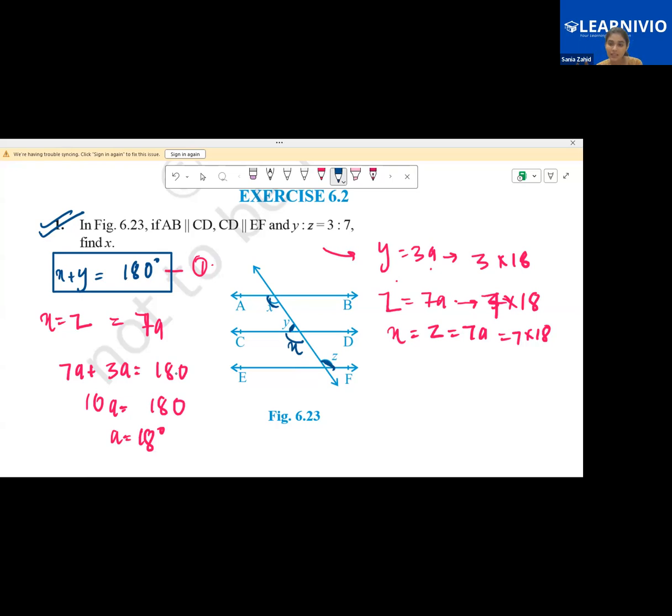And the value of y is 3a because that's already given. So x plus y is 180. So from this, I have derived 7a plus 3a is 180, because x is equal to z, that's equal to 7a. Okay. Understood now? Yes, ma'am. Okay.